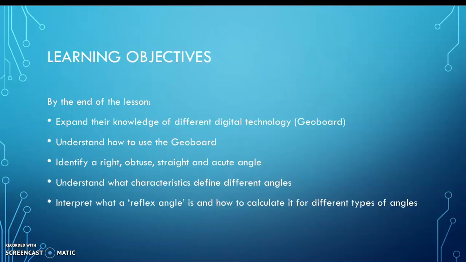The learning objectives for this lesson is by the end of the lesson, the students will again expand their knowledge of different digital technologies, which is the geoboard, understand how to use the geoboard, identify a right, obtuse, straight, and acute angle, understand what characteristics define different angles, and interpret what a reflex angle is and how to calculate it for different types of angles. So by completing this lesson, the students will complete the learning objectives, which is also described in the elaborations.